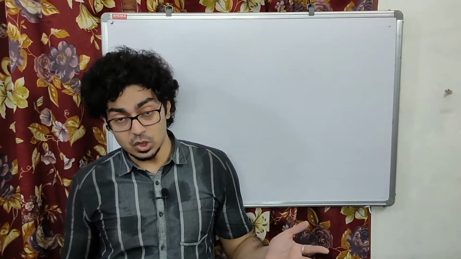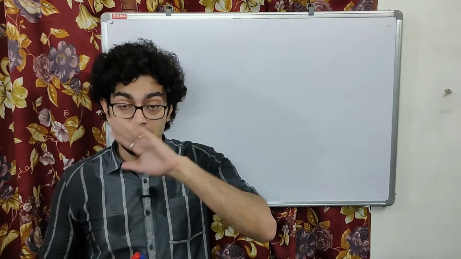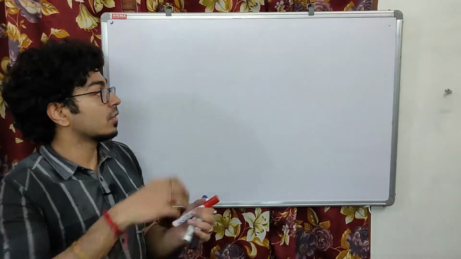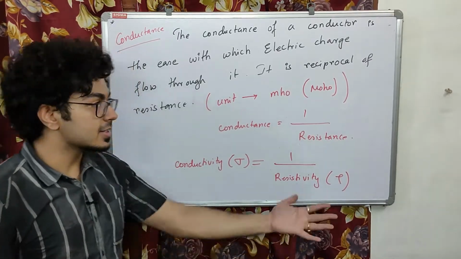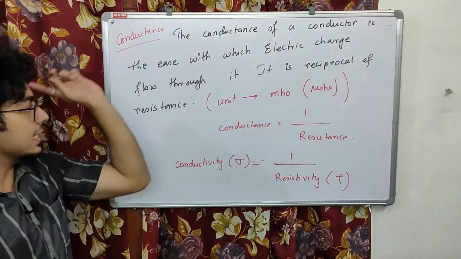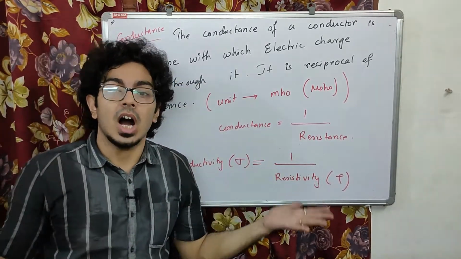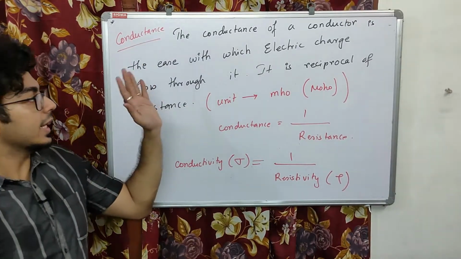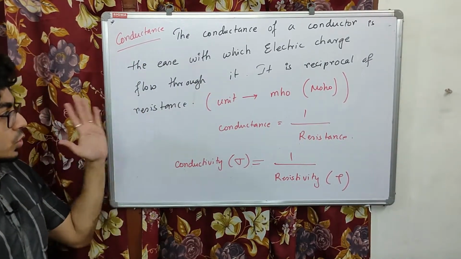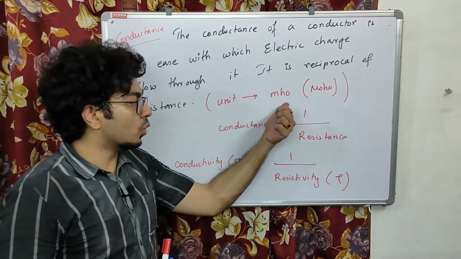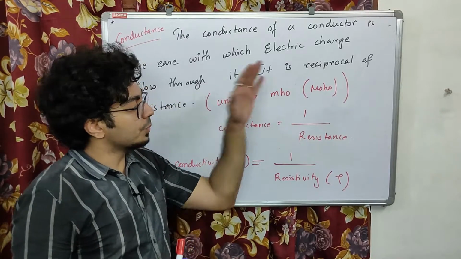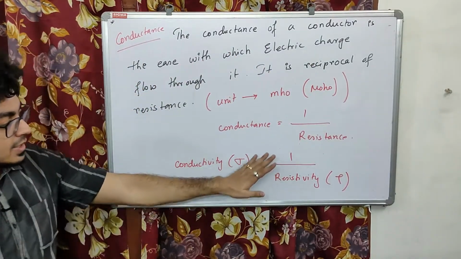With resistance and resistivity, there comes another concept of conductance and conductivity. What is conductance? Conductance is how easily a current can pass through the circuit. Let us check the definition. The conductance of a conductor is the ease with which electric charge flows through it. It is the reciprocal of resistance. Reciprocal means the inverse. The unit is mho, written MHO, and we pronounce it as mho. Conductance can be written as 1 by resistance.